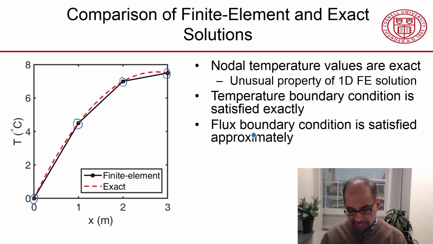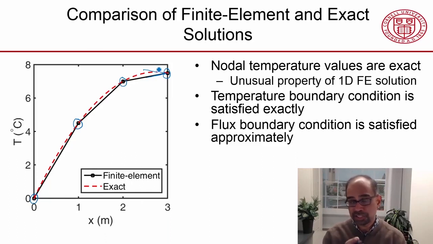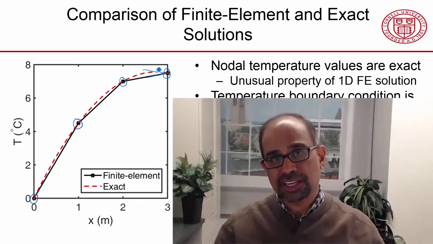In contrast, the flux boundary condition is satisfied approximately. To see that, we look at the slope, because the flux is proportional to the slope of the temperature curve. And in the exact solution, the slope is something like that, and in the finite element solution, the slope is like that. And so you see there's a mismatch between the two. So the flux that we specify is not satisfied exactly. And that's usually the case.